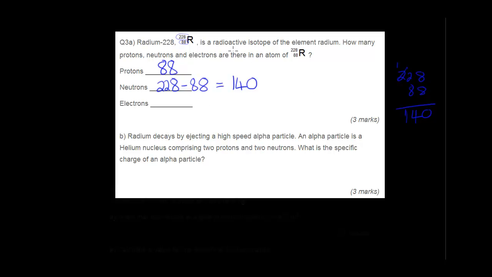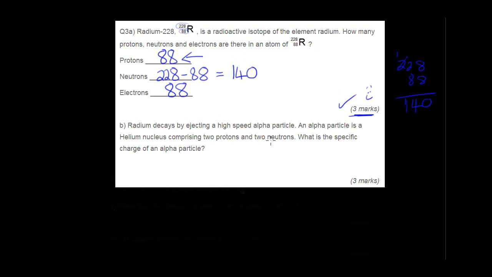Electrons: if this is a balanced atom, which it is if it's just an atom (if it wasn't, it'd be an ion), then we must have the same number of electrons as protons, because electrons and protons have the same charge. So we must have 88 electrons. 3 marks in the bag, very easy. Everybody's happy. Okay, part B.